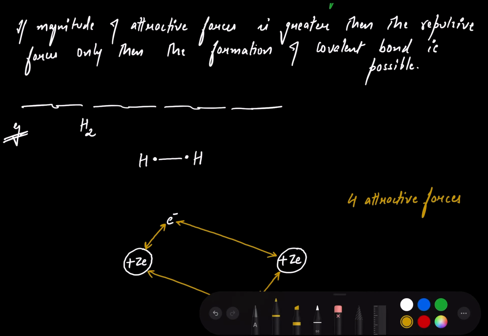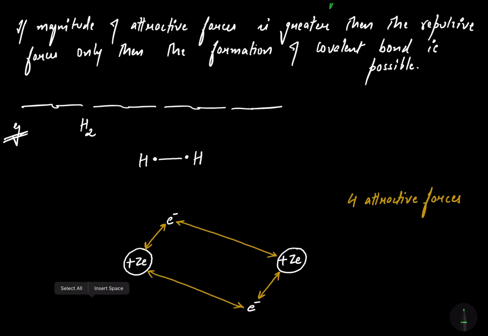Now let's talk about the repulsive forces. Repulsive forces will be between the like charges, that is between the nucleus, as the nucleus is positive charge. So repulsive force between the positive and the positive. We got the first repulsive force, and this comes out to be the second repulsive force. Between the electrons of both the hydrogen. So in total we got two repulsive forces.